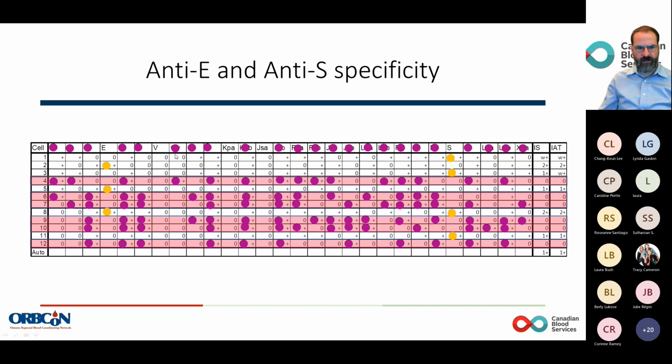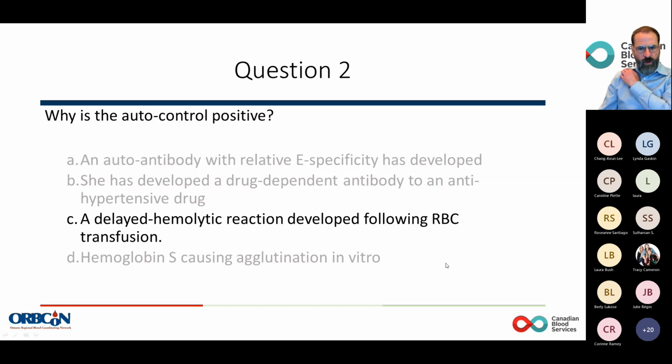There aren't any V, KPA or JSA positive cells to worry about, but those obviously wouldn't explain the reactions we're seeing. And when we look between the big E and the big S, every reaction that we're seeing is explained by one or the other of those two antibodies. So there looks to be a big E antibody and a big S antibody that are appearing. And the autocontrol is positive. So why is that positive?